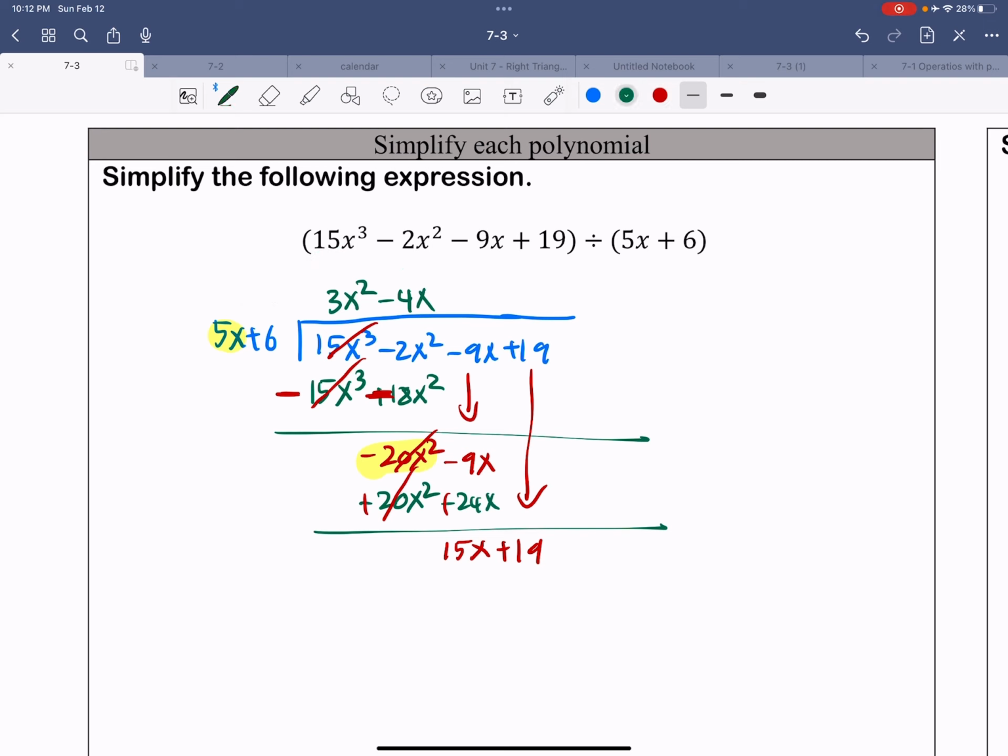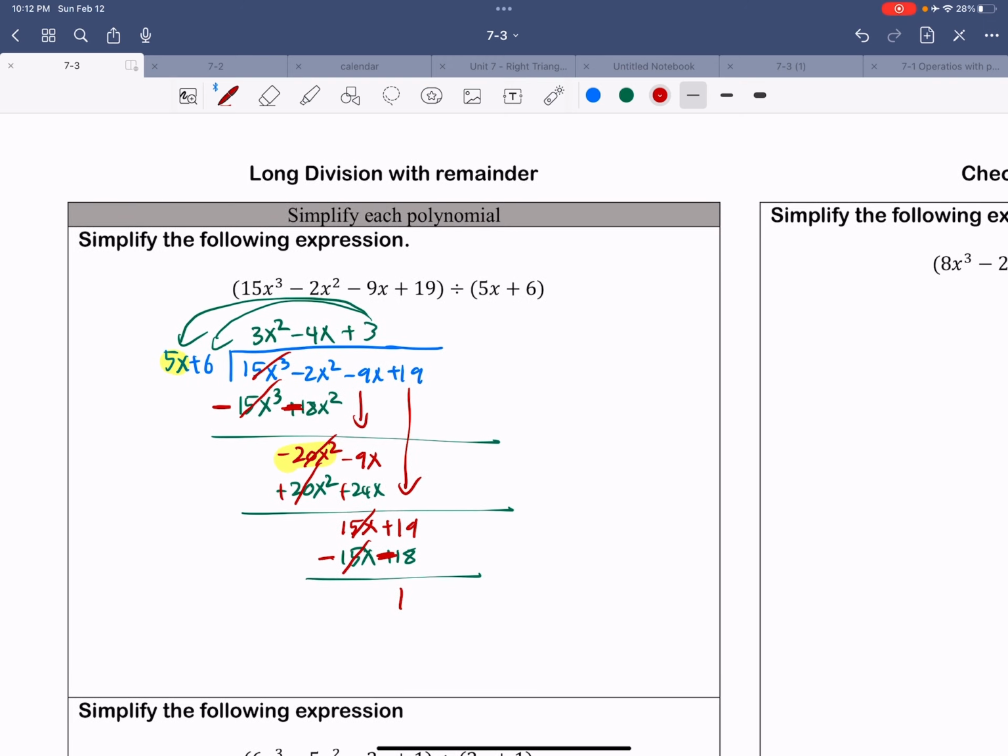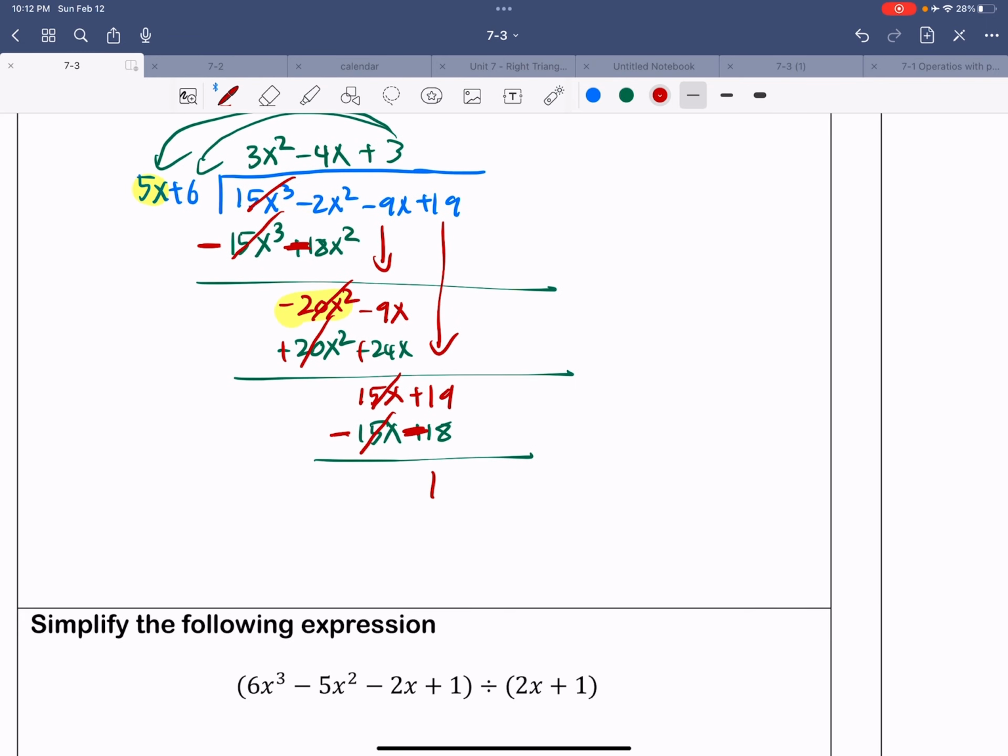And what's next? Plus 3. Because 3 times 5x is 15x. 3 times 6 is plus 18. And negative, negative, 19 minus 18 is plus 1. So it's gonna be 3x squared minus 4x plus 3 plus 1 over 5x plus 6.